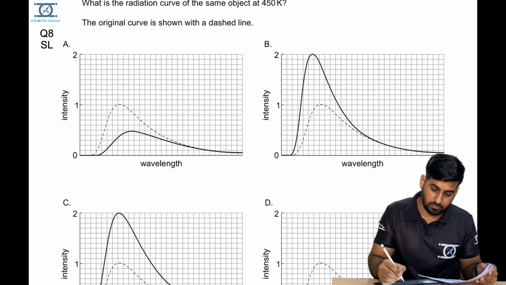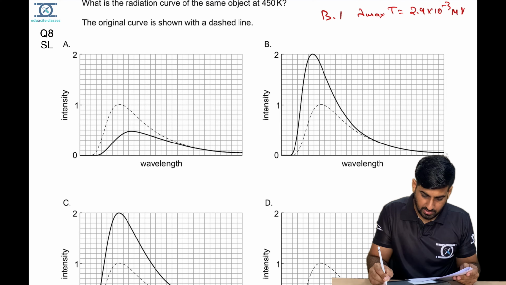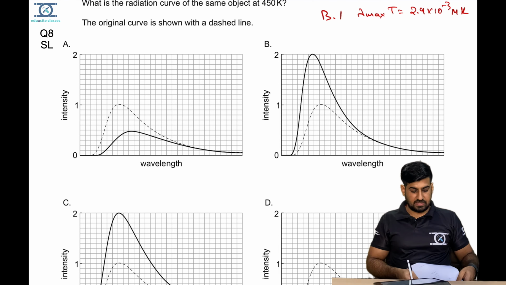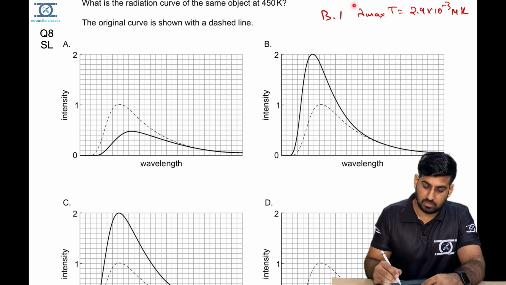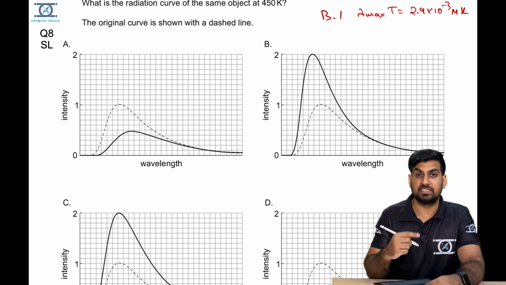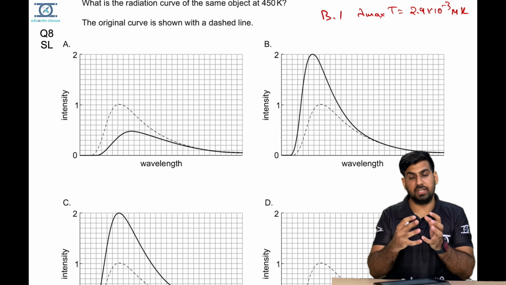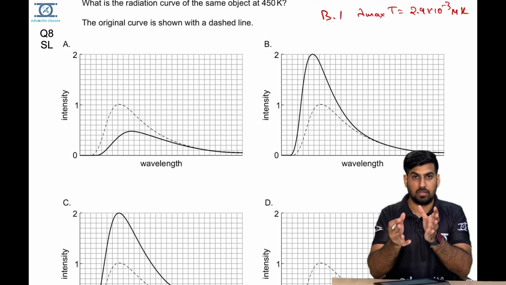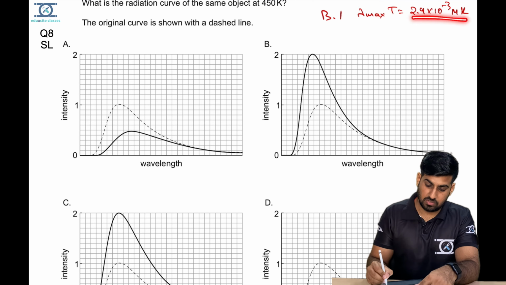If you go through B.1, it is mentioned as lambda max, which is nothing but Wien's displacement law, equal to 2.9 times 10 raised to the power minus 3 meter Kelvin. Sorry, this is meter Kelvin. This is the product of lambda maximum and temperature. Maximum wavelength means the wavelength at which the most radiation is emitted from the black body. The maximum wavelength times the temperature of that black body is always a constant.